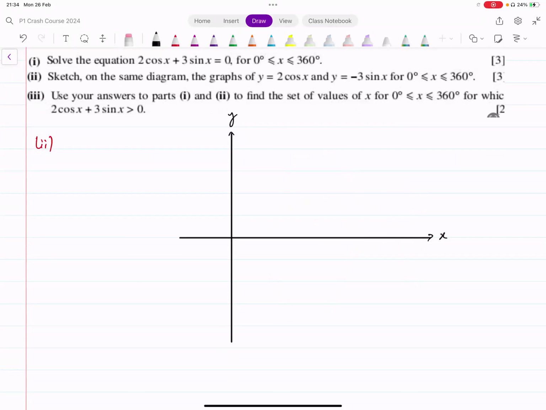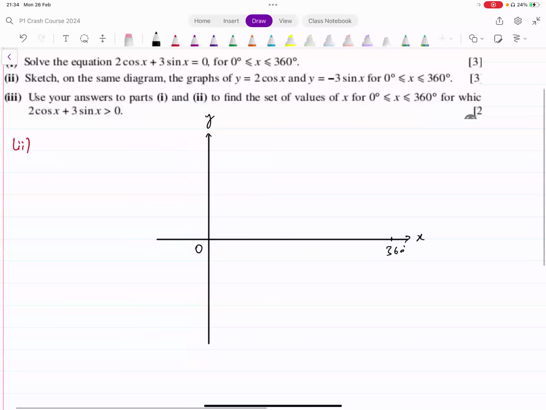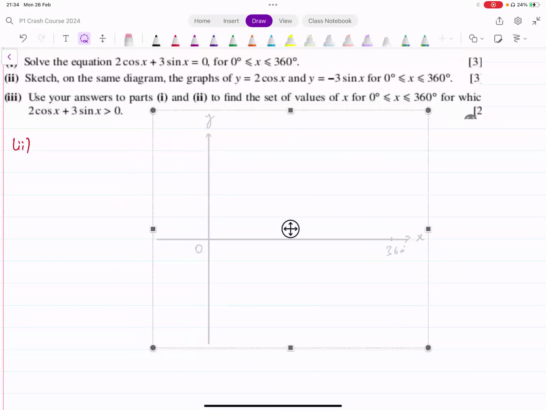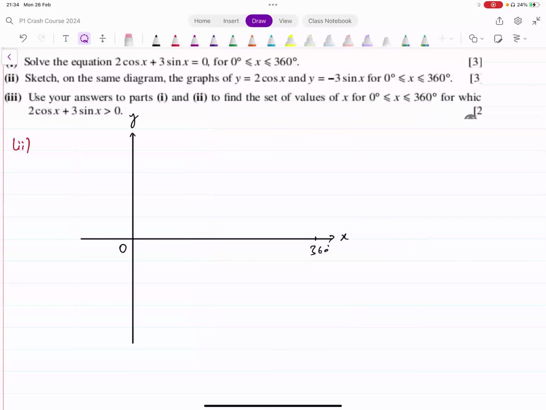Okay, now what's the interval? The interval is from 0 to 360. On your calculator, you'll put it like this. If you have ClassWiz, you can draw both of them at the same time. Otherwise, you can do them one by one. So in ClassWiz, you could just do it like this. f of x equals 2 cos x. Make sure your calculator is in degrees mode. f of x equals 2 cos x, and then you could say g of x equals minus 3 sin x. Then start at 0 and end at 360.